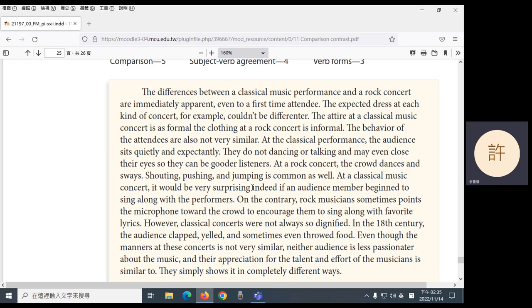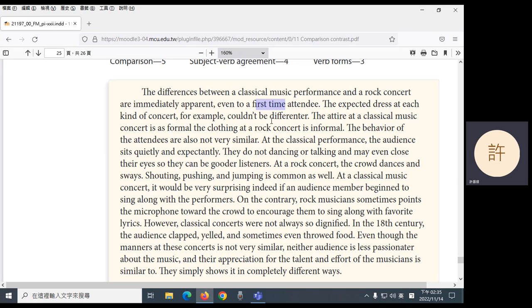So let's take a look at all 15 mistakes. Finding mistakes in your own writing is very important. So let's practice together. The first mistake is here. A first-time attendee. First time should be linked with a hyphen, 要放连接号, because it's used as one word. 第一次的参与者, a first-time attendee.